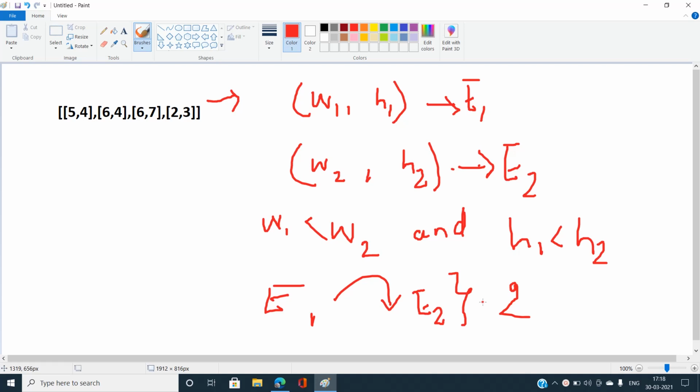How can we generalize this for n envelopes? This is the main point of this question. So let's understand that also. Let me erase this stuff now.